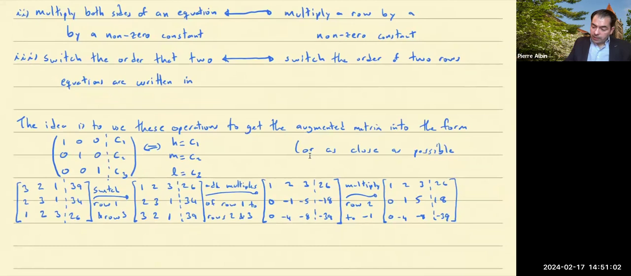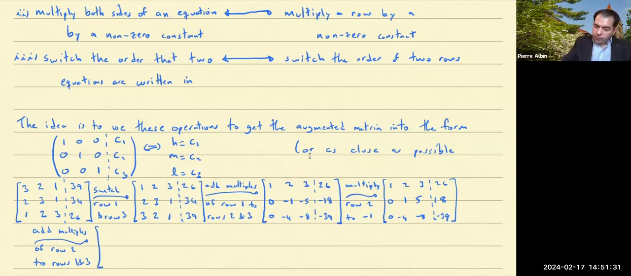Right? So now I will add multiples of row 2 to rows 1 and 3. Right? So I have this 1 that I like. I want to clean up its column. So I want to make this a 0 and this a 0.